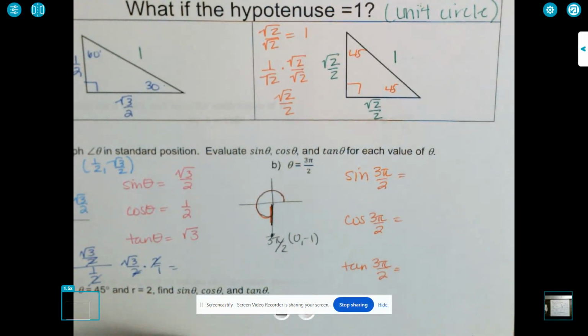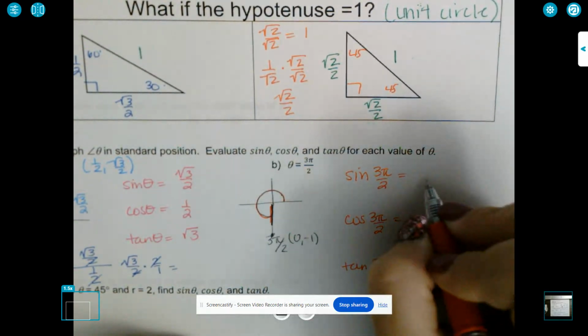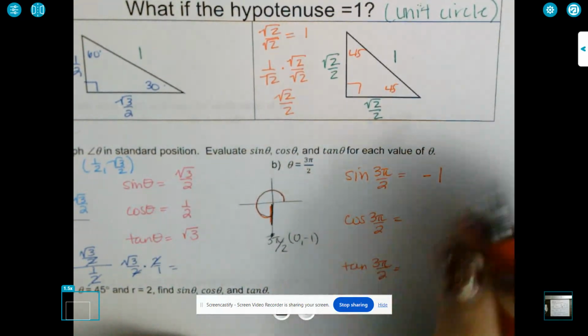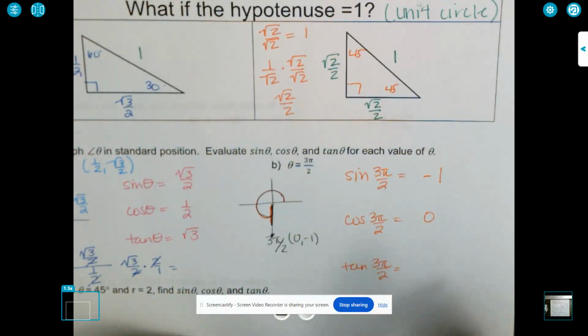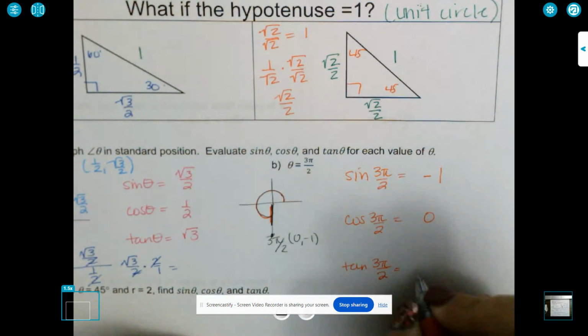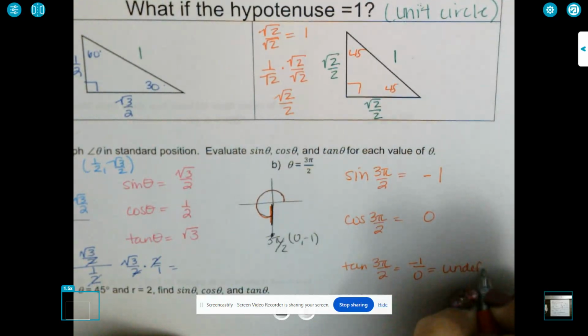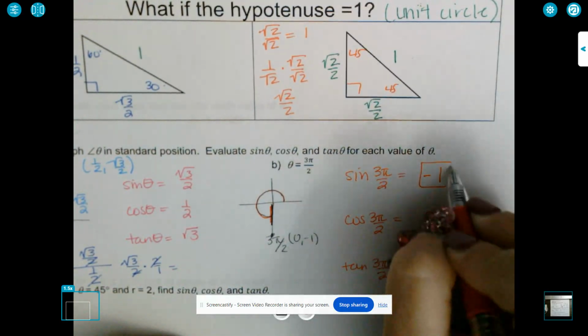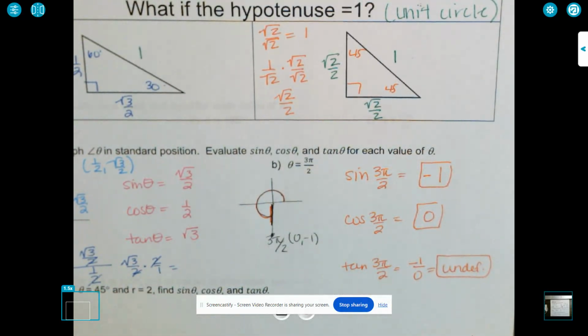All right, so sine we know is our y value. So sine here is going to be -1. Cosine's our x value, which is 0. And tangent is y over x. So tangent would be y, which is -1, over x, which is 0. But we have a 0 on the bottom, which makes our tangent here undefined.